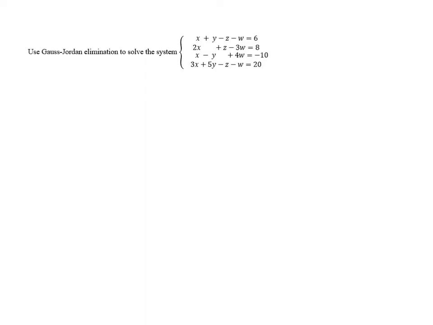Use Gauss-Jordan elimination to solve the system x plus y minus z minus w equals 6, 2x plus z minus 3w equals 8, x minus y plus 4w equals negative 10, and 3x plus 5y minus z minus w equals 20. This is a 4x4 system of equations. It's a system of 4 equations with 4 variables.